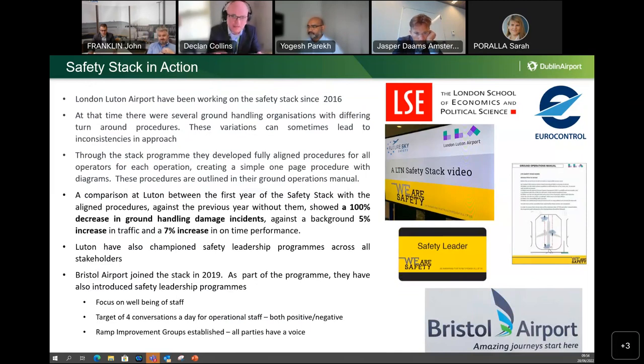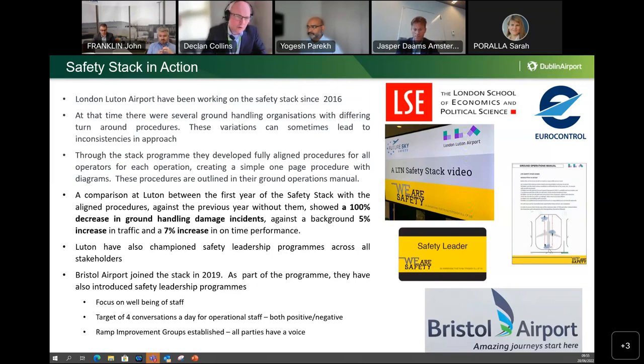We're in the exact same space in terms of variation regarding inconsistencies of approach. And Yogi spoke earlier on regarding keeping it simple and making it follow. Some of the airlines we work with that operate in Dublin have very simple one-page SOPs, standardized procedures across the board. It's a model that I think will bear a lot of fruit should we bring it out.